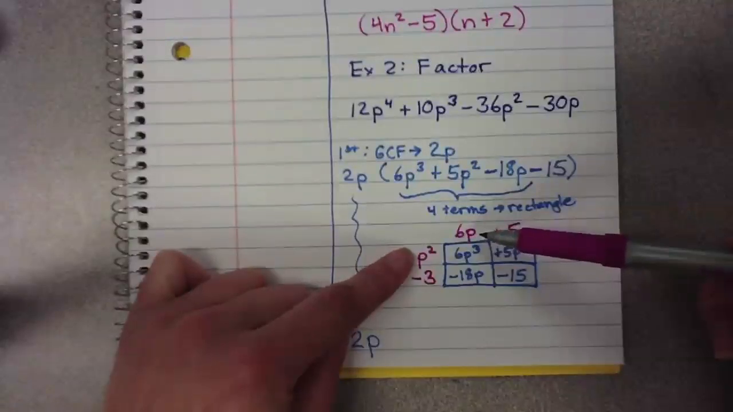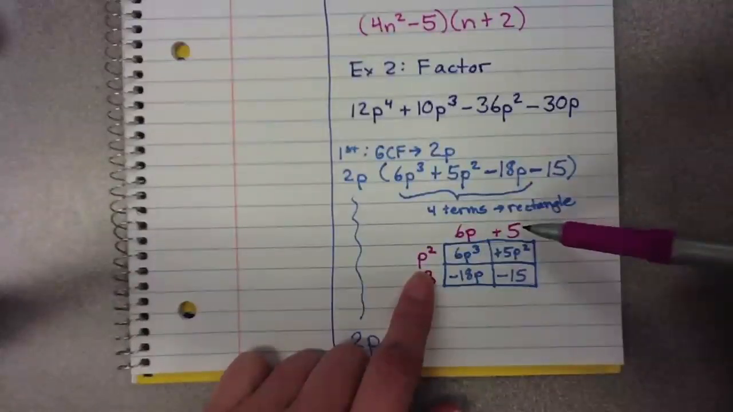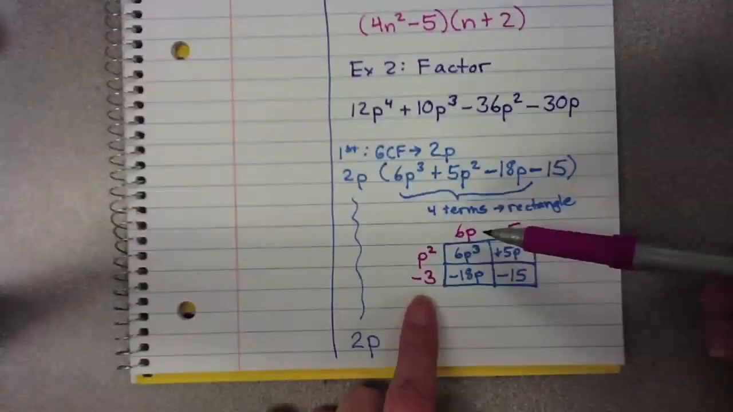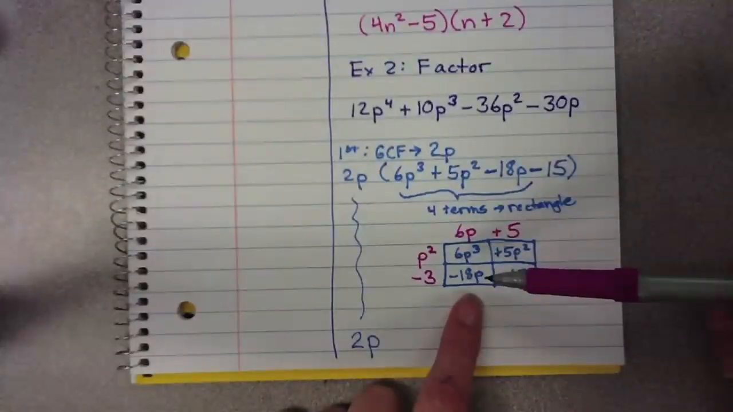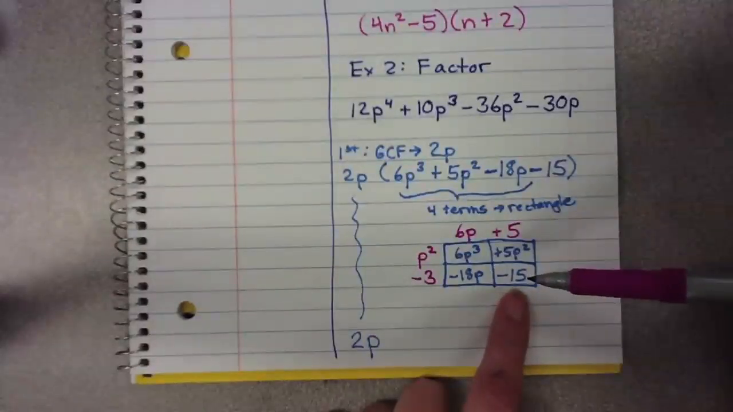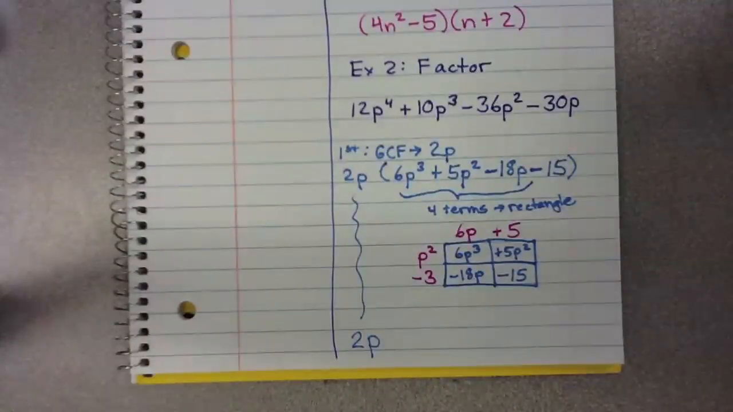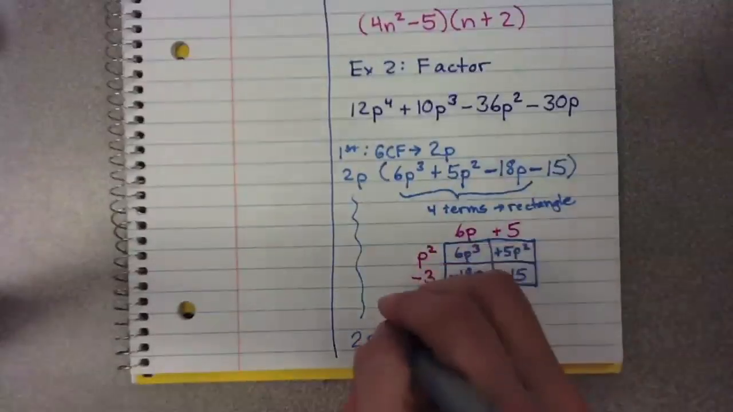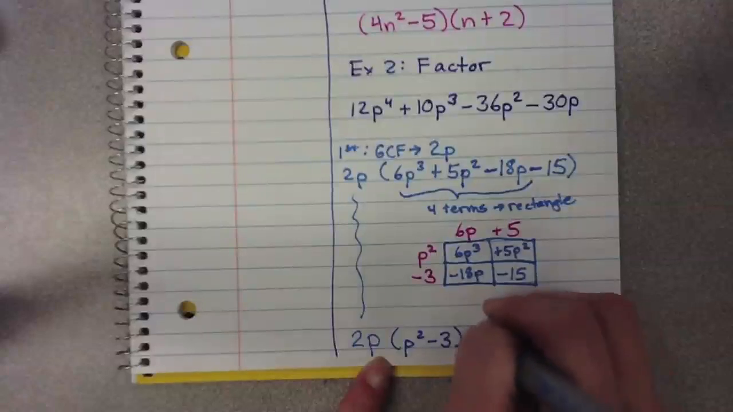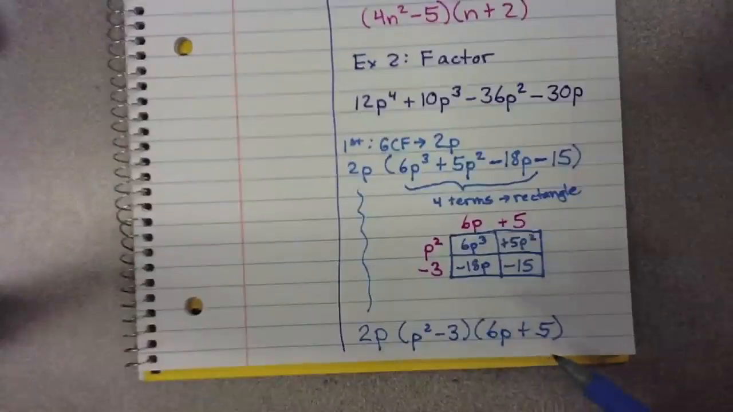And now you check it. 6p times p squared is 6p cubed. P squared times 5, 5p squared. 6p times a negative 3, negative 18p. Negative 3 times 5, negative 15. Did they all match up? Yeah. Okay. So now you have your 2p already there as part of your answer. And then you just write your new answers. P squared minus 3 times 6p plus 5 right next to it. And that is your final answer.